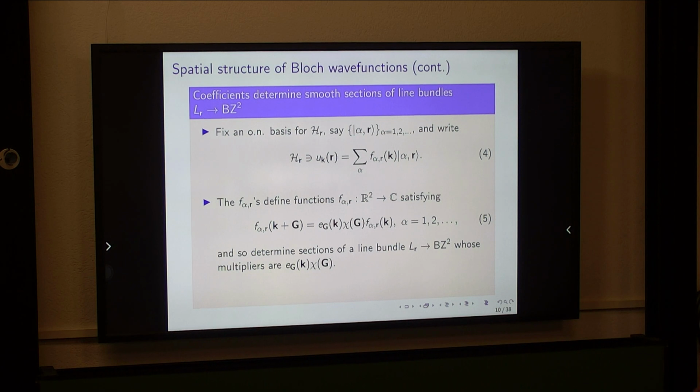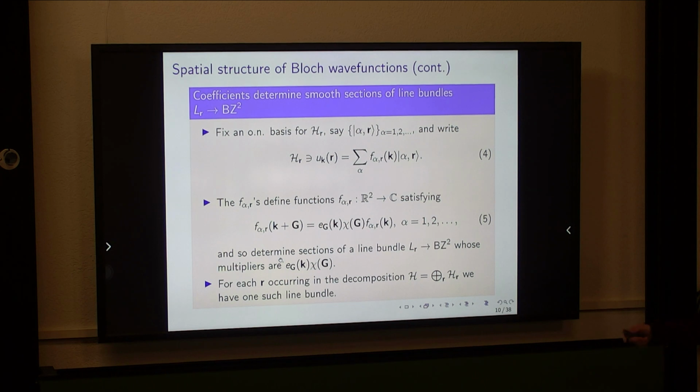But let me just say this. So they determine sections of a new line bundle, L sub r, over the reciprocal Brillouin zone BZ2, whose multipliers are not e_G, but are e_G of k times the character. Okay? For each r occurring in the decomposition, we have one such line bundle. So now we have a collection of line bundles labeled by points in the unit cell.